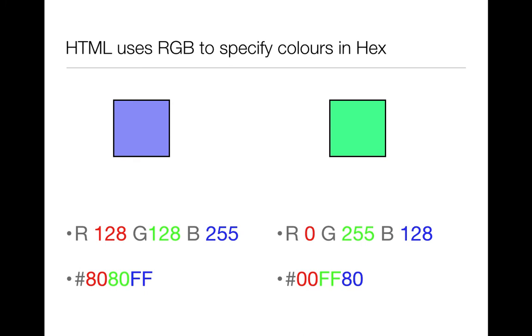In HTML, we express these values using hexadecimal. So you might remember seeing things like hash 8080FF when you're writing your HTML, on your style sheet. So here, for example, this color is red 128, green 128, and blue 255. That 128 is 80 in hexadecimal. The 128 for the green there is 80 in hex, and then 255 is FF. So that's where you'd get hash 8080FF for that shade of blue there.